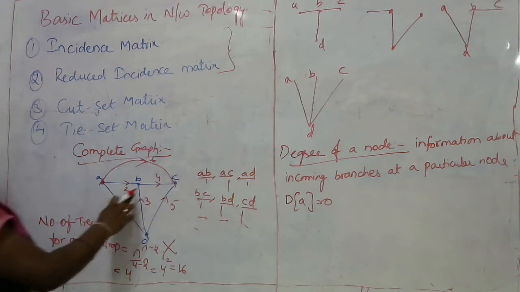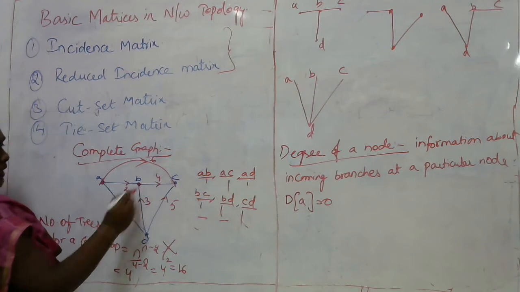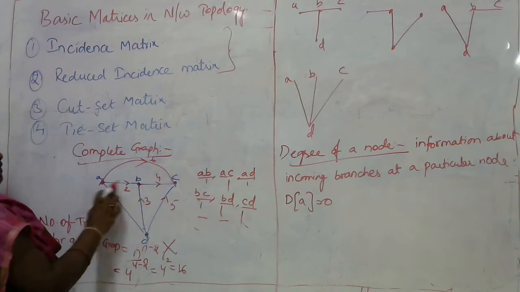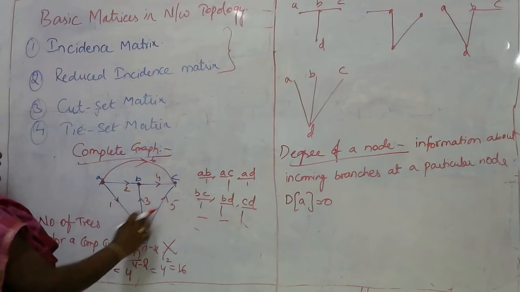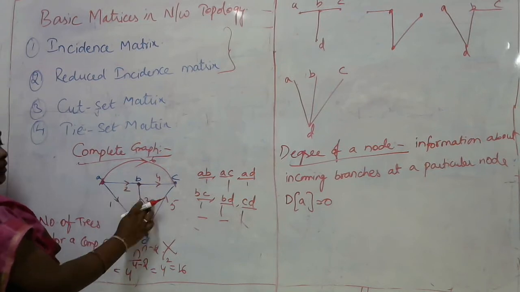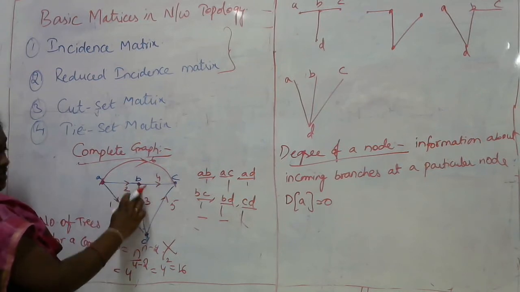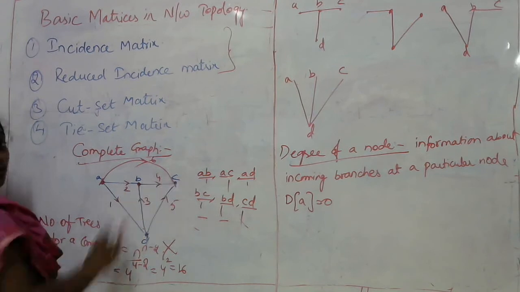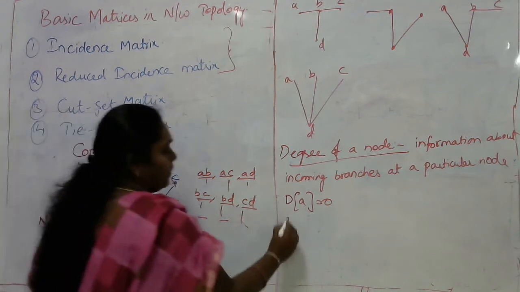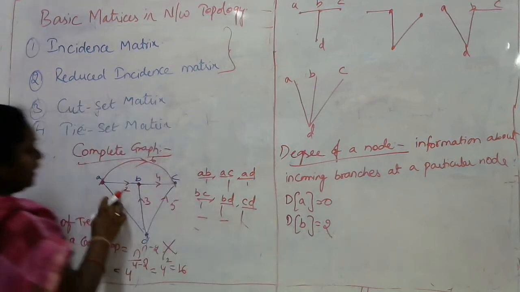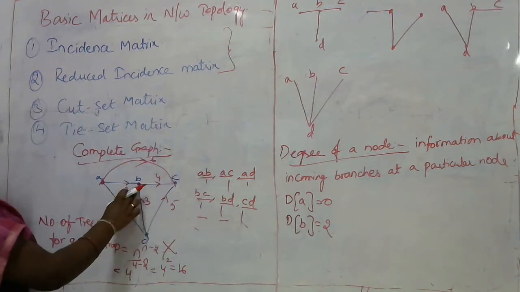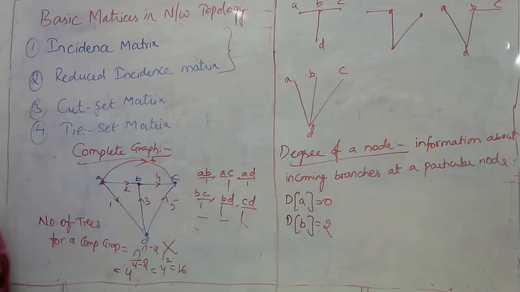Similarly, for the degree of node B, this node B is connected with branch 2, branch 4 and branch 3. It is connected with 3 branches, but among them, the second is entering, the third is entering, but the fourth is leaving. So the degree of node B is equivalent to 2, because only 2 branches are entering B and the third branch is leaving.